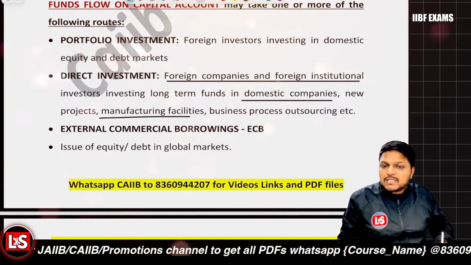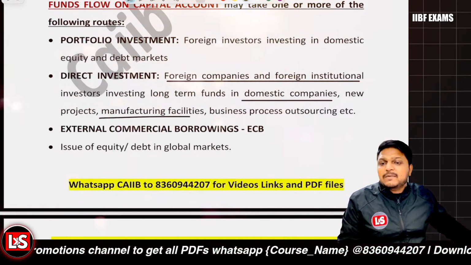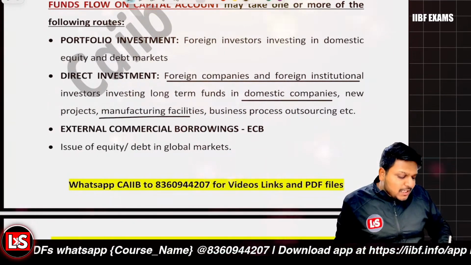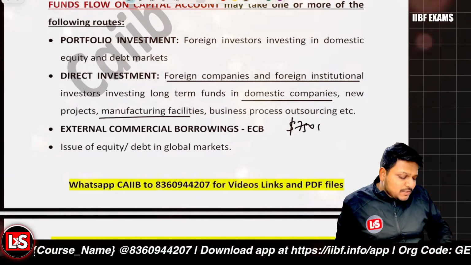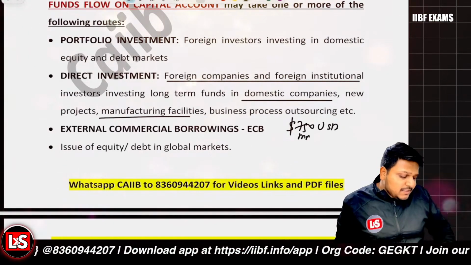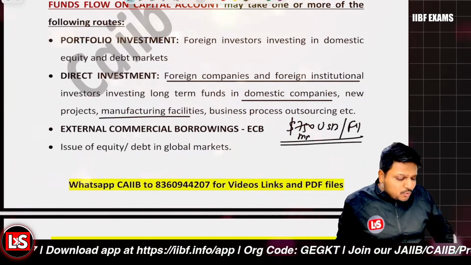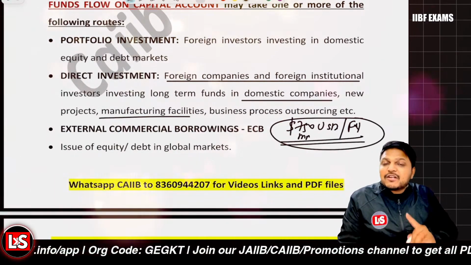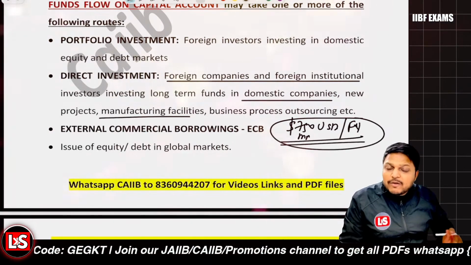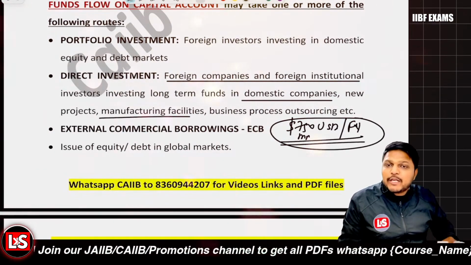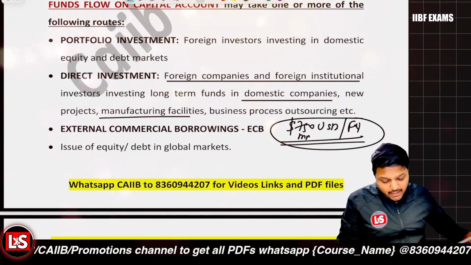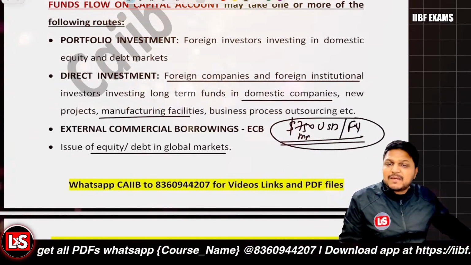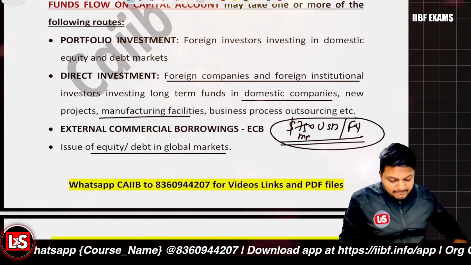That is also a capital account transaction, and it is related to the ECB, that is, external commercial borrowing. Let's say it is allowed through the automatic route for 750 million USD per financial year, that you can avail external commercial borrowing, right? And that is also amounting to a capital account transaction, right? And also if equity or debt instruments are being issued in the global market, that is also a capital account transaction.